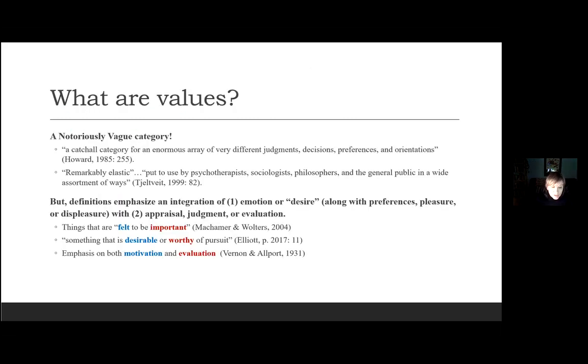But even discussion of values, of course, can be tricky. It requires a kind of delicate approach, in part because values are a notoriously vague category. George Howard said they're a catch-all for an enormous array of very different judgments, decisions, preferences, and orientations. Jeltveit called them remarkably elastic, put to use by various stakeholders in a wide assortment of ways.